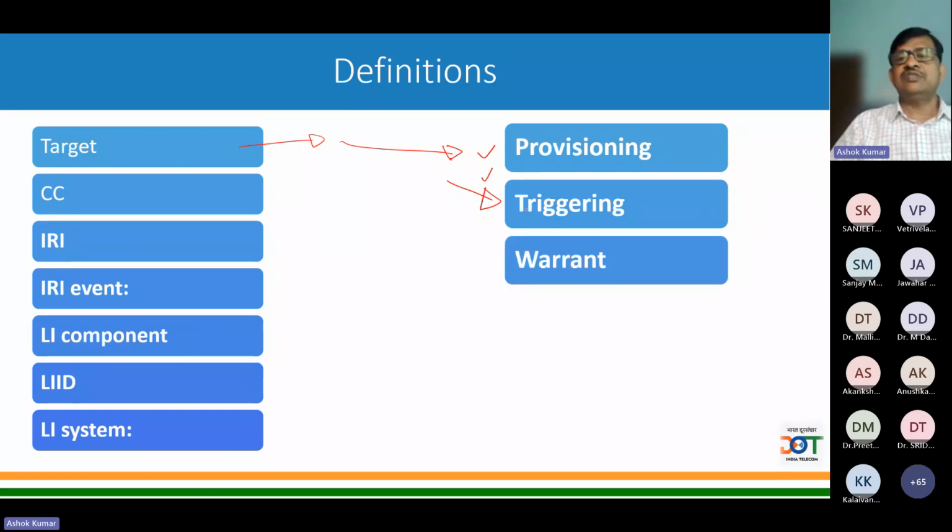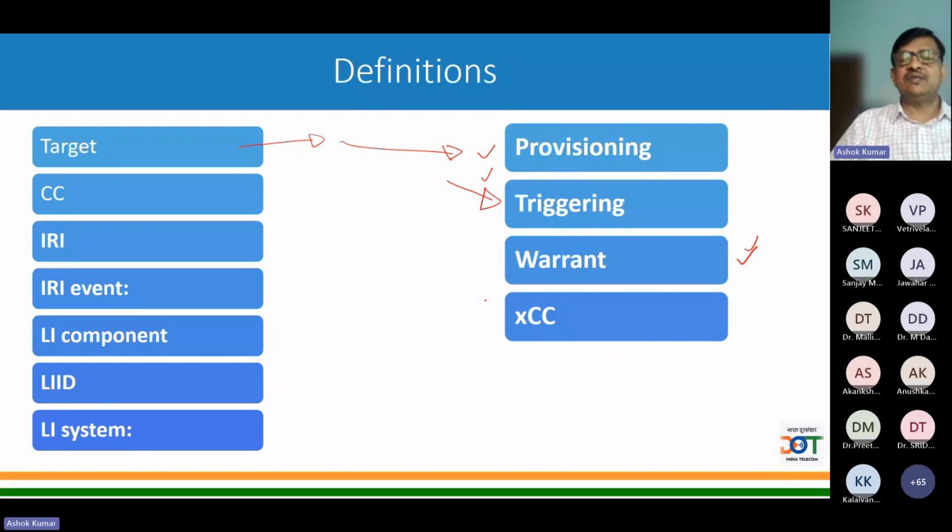And then a terminology in the standards is warrant. So warrant is nothing but an approval letter given by agencies like police or CBI or NIA to telecom service provider or to Department of Telecom for starting interception on some numbers. So that is called warrant in the specification document.